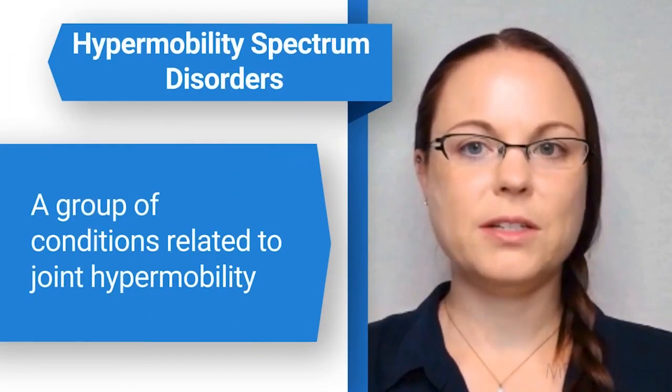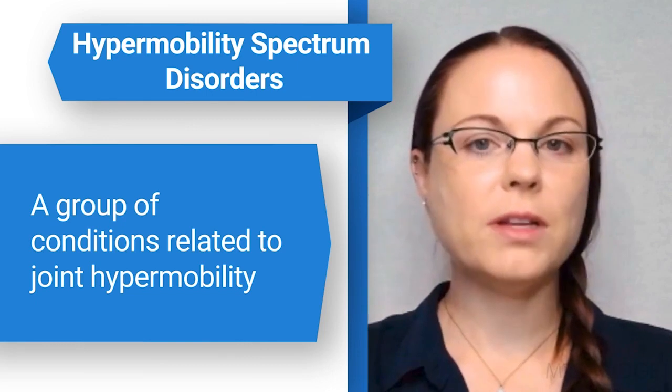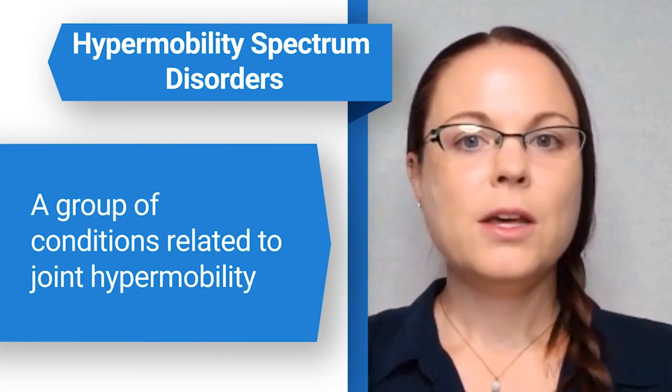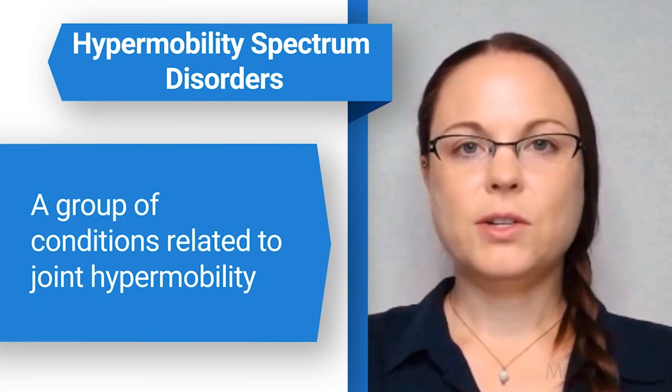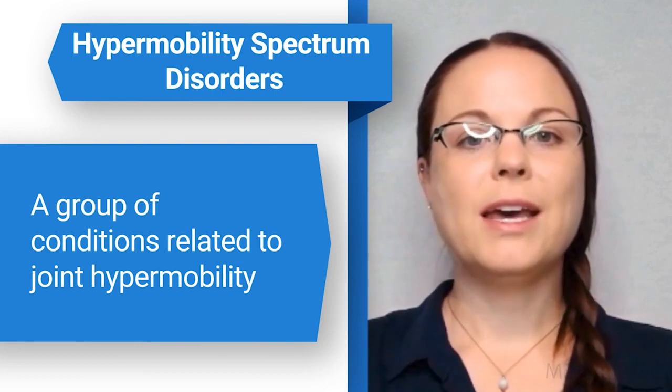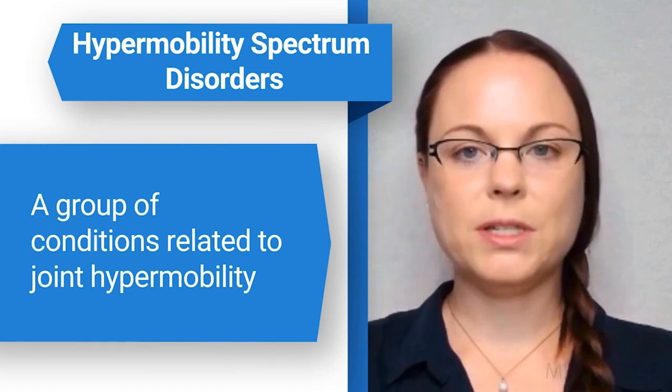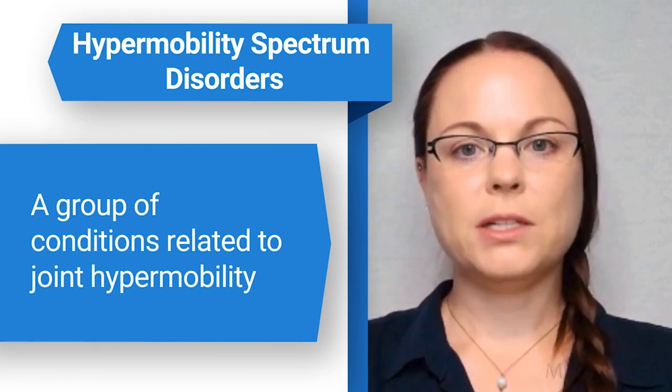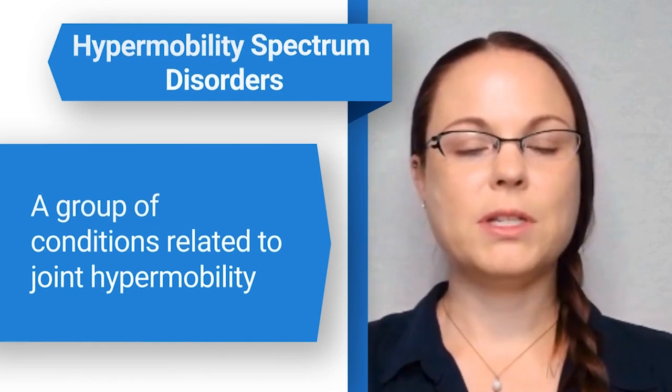We have many classifications of that, but what is this hypermobility spectrum disorder that is now being used as a term? So hypermobility spectrum disorders, or HSD, are a group of conditions that are related to joint hypermobility. So this is specifically related to symptomatic joint hypermobility and does not include asymptomatic presentations. So these are the patients that are symptomatically presenting in potentially multiple systems or multiple areas of their body with chronic ailments.